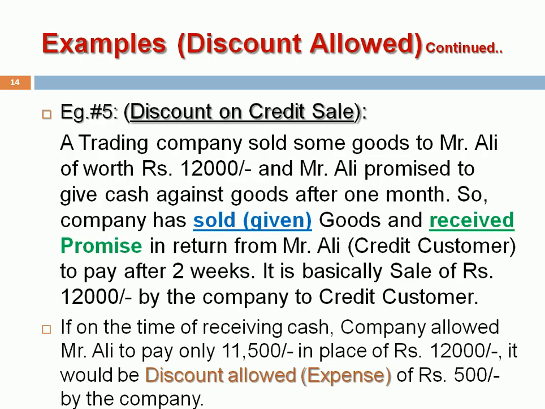So now, if at the time of receiving cash, the company allowed Mr. Ali to pay only 11,500 in place of the whole amount, which was rupees 12,000. So what is it? It is a discount allowed of rupees 500 by the company. It is discount allowed, which is an expense to the company.